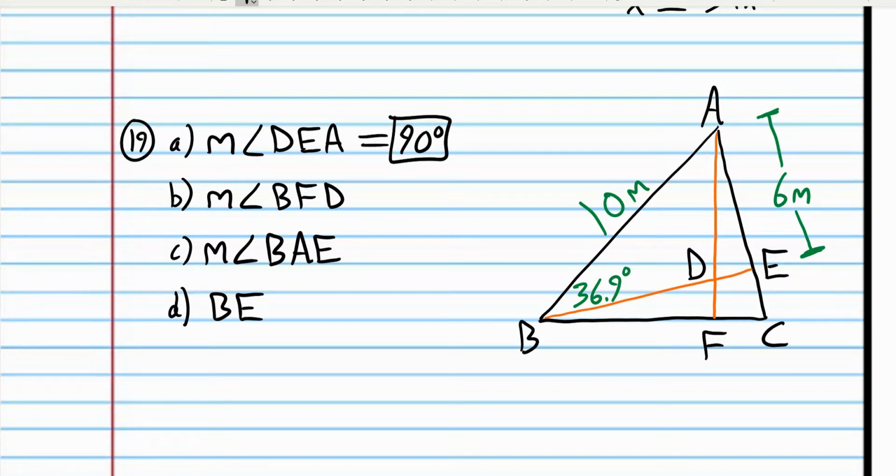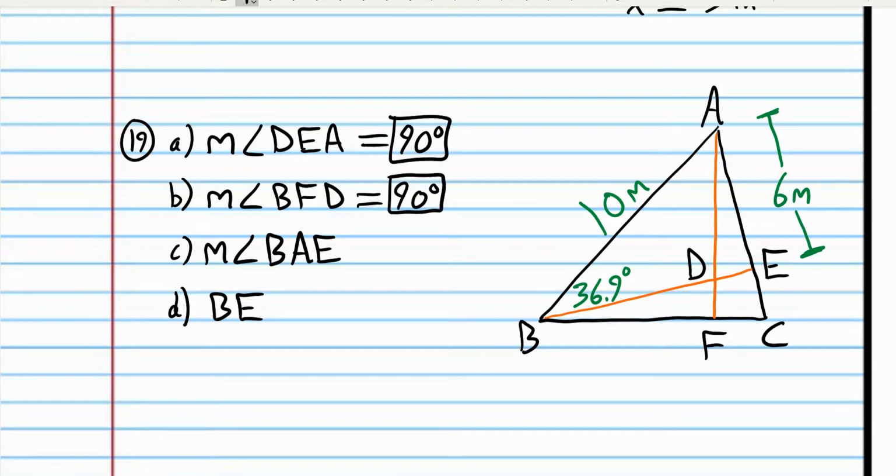Measure of angle BFD. Same situation. We have a segment going from a vertex through the orthocenter to the other side, so this angle must be 90. BFD must be 90 degrees. So if you got those answers, good job.